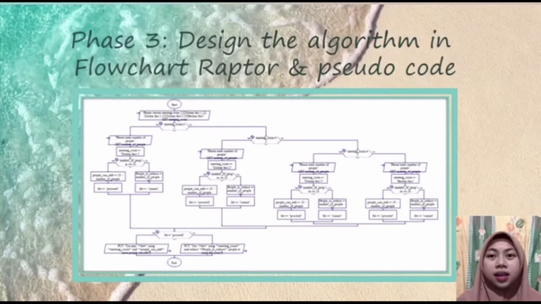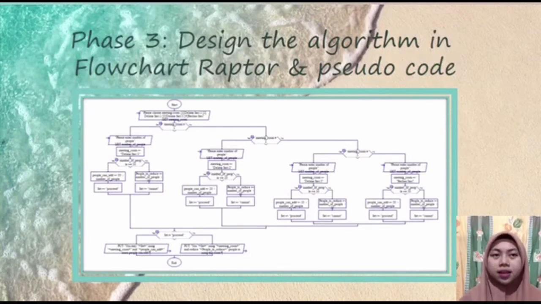Is the set equal to proceed? If true, it will follow the flow yes, and the output is you may proceed using the meeting room and the number of people who can attend. If false, it will follow the flow no, and the output is you cannot use the meeting room and the number of people to reduce to use the room.